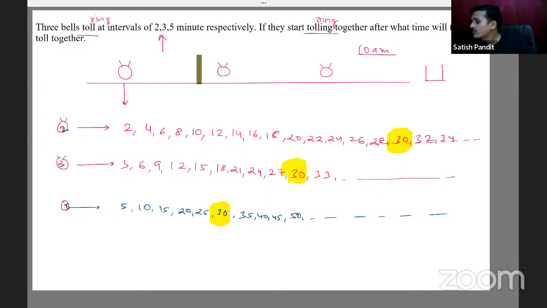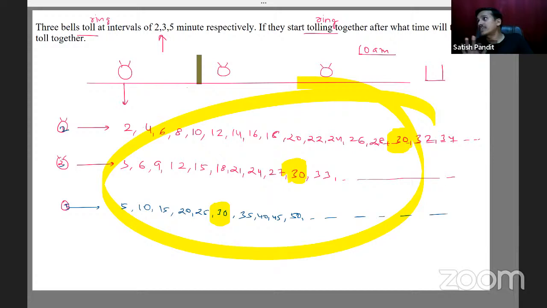Now, we cannot follow this technique to solve questions in the exam. This technique is very time consuming. I have told you this is only for understanding.